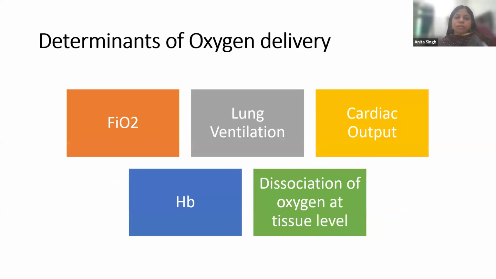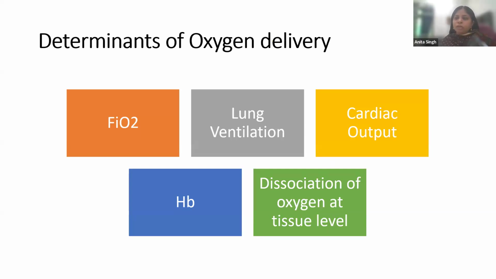So determinants of oxygen delivery are mainly FiO2. Whatever the fraction of oxygen concentration we are delivering in a setup, that is important. Then what is the ventilation? That is, what is the baby's respiratory effort, whether the baby is ventilating fine. So the ventilation perfusion ratio is very much important. We all have studied this in physiology. So the lung has to be ventilated and the lung has to be perfused. If the lung is not having good ventilation and perfusion, this will compromise your oxygen delivery.